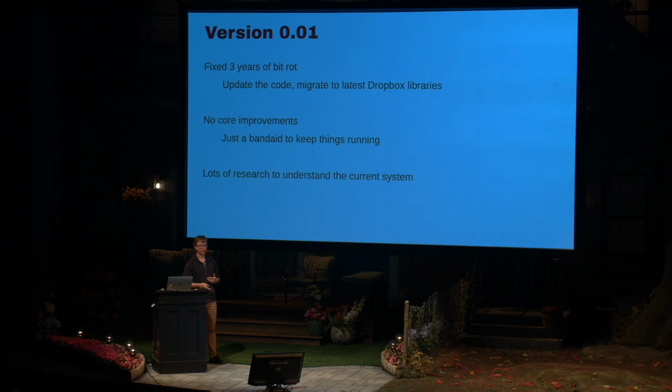So when I came on board, the first thing we did was fix 3 years of bit rot. This thing had been sitting around for about 3 years, and no one had touched it. Parts of their code were deleted. It just didn't work. So we updated the code, migrated to some of the newer Dropbox internal libraries. But this was just a Band-Aid. We knew this wouldn't last for long, so we did research and tried to figure out what was next. Like, what are we going to do after this?